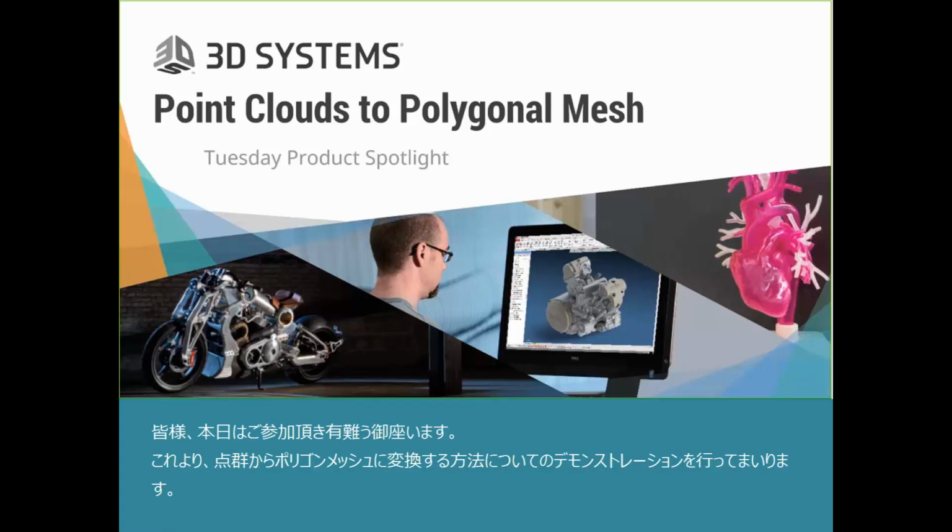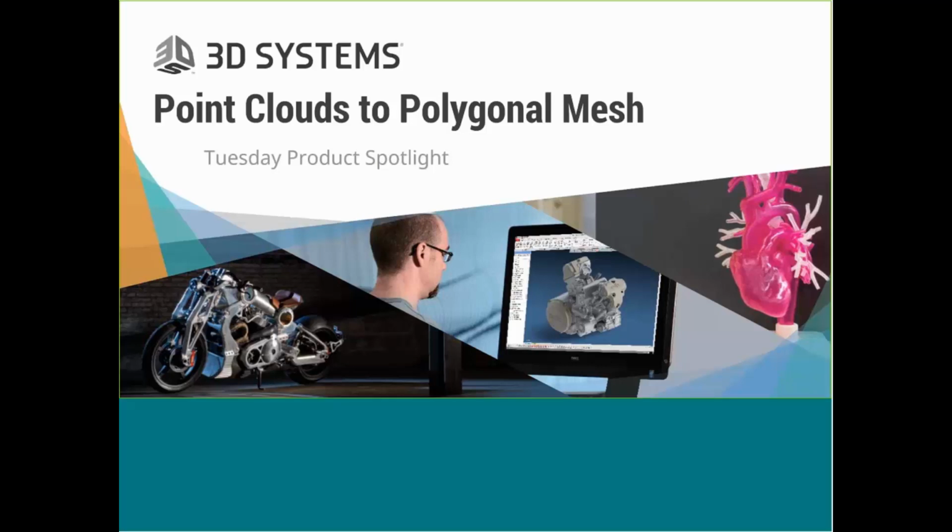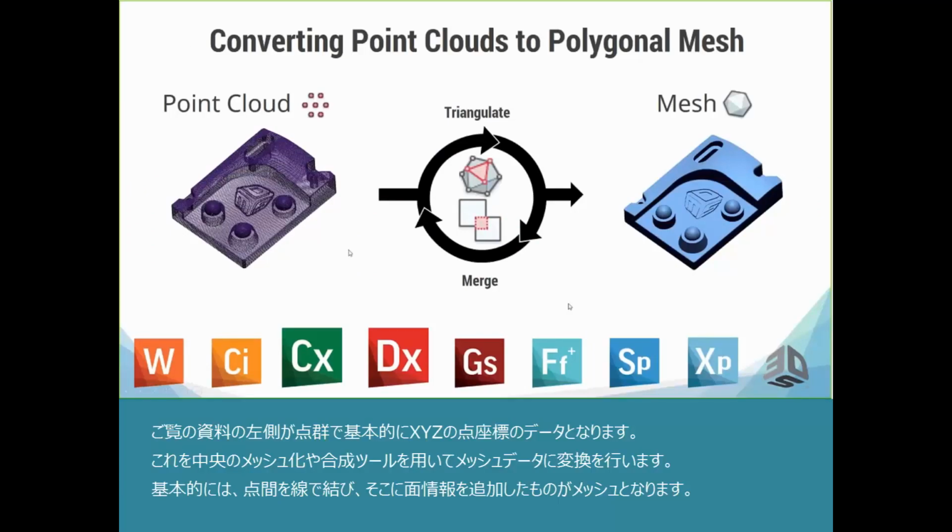Hello, everyone. Once again, my name is Jeff Moody. I'm an applications engineer with 3D Systems Software, and today I'm going to be demonstrating how to convert point clouds into polygonal mesh. On the left-hand side here, we have a point cloud that's basically XYZ points. And in the middle, we're going to use these two tools, triangulate and merge, to convert them into mesh objects. Basically, we're going to draw lines between points and add faces to that to create a mesh.